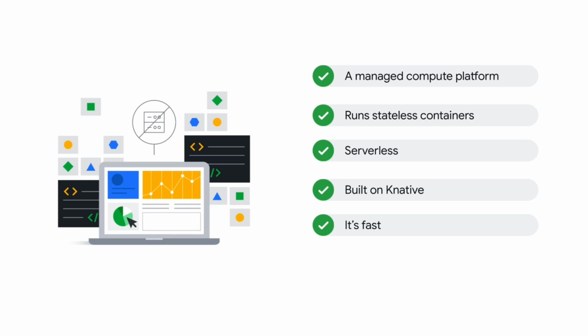Cloud Run is fast. It can automatically scale up and down from zero almost instantaneously. And it charges only for the resources used, calculated down to the nearest 100 milliseconds, so you never pay for over-provisioned resources.